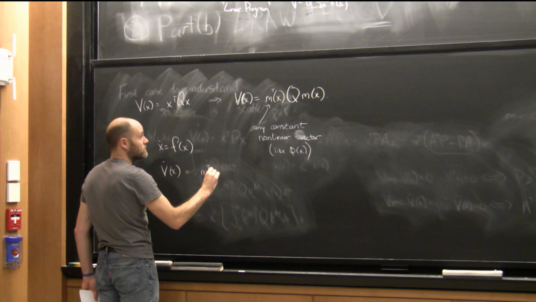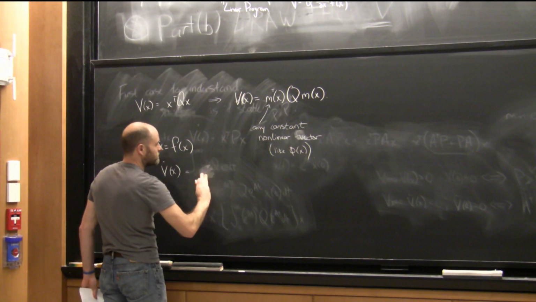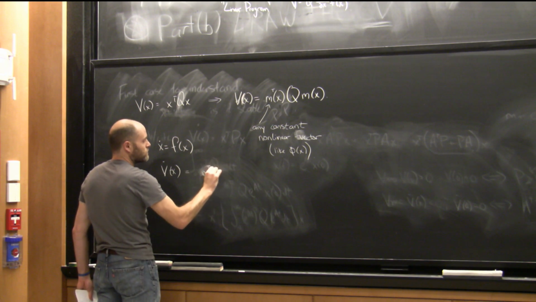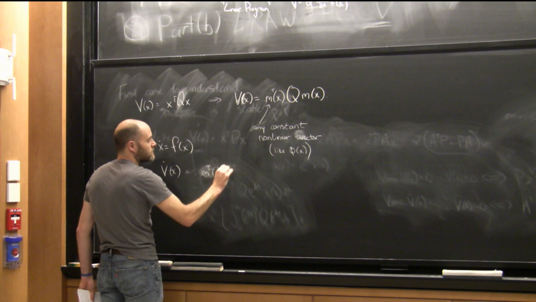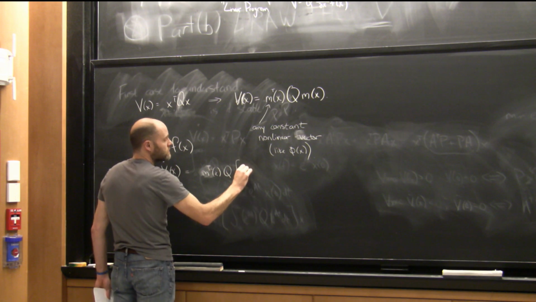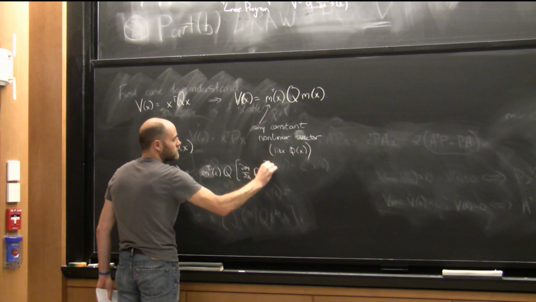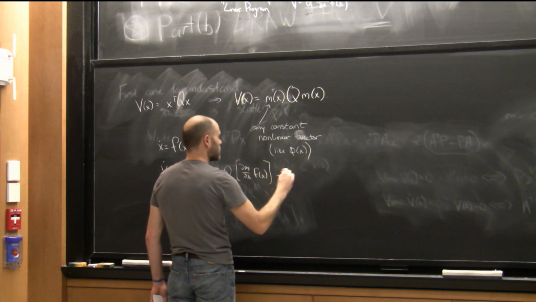m transpose, let me write m transpose x Q. I'll do this side first. Partial m, partial x, f of x, and then plus the other side of it.